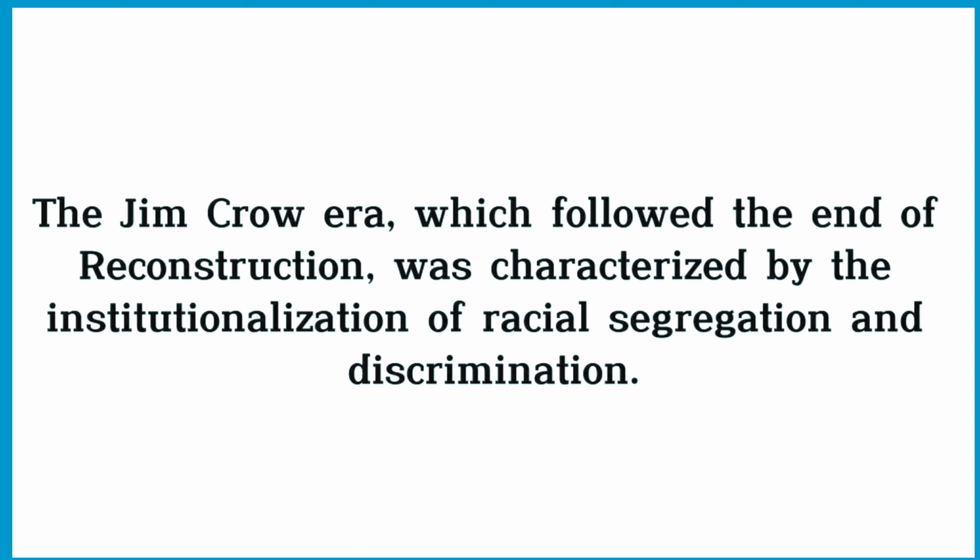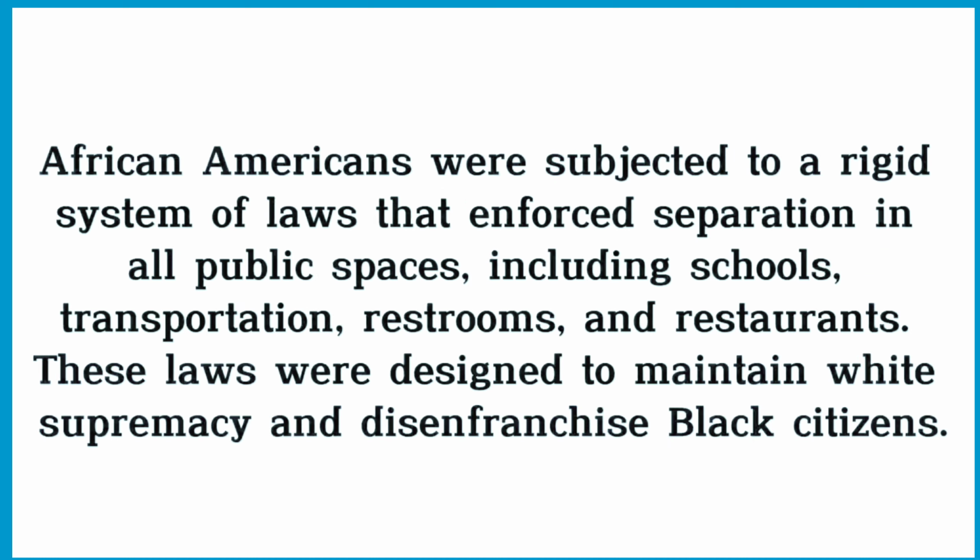The Jim Crow era, which followed the end of Reconstruction, was characterized by the institutionalization of racial segregation and discrimination. African Americans were subjected to a rigid system of laws that enforced separation in all public spaces, including schools, transportation, restrooms, and restaurants. These laws were designed to maintain white supremacy and disenfranchise black citizens.